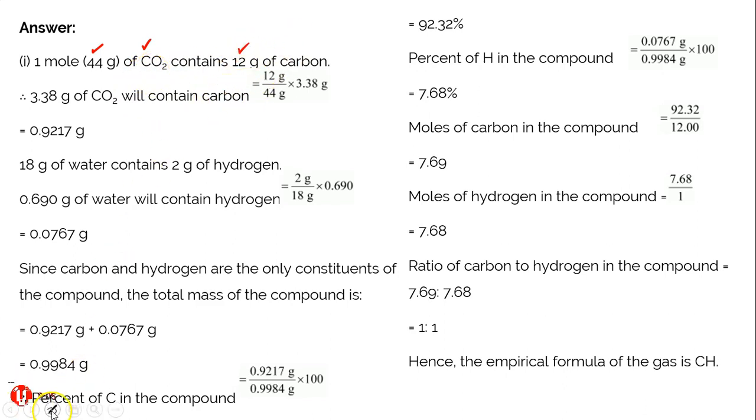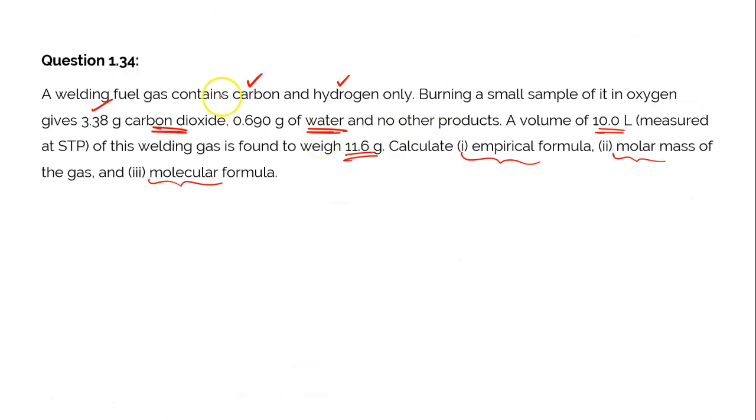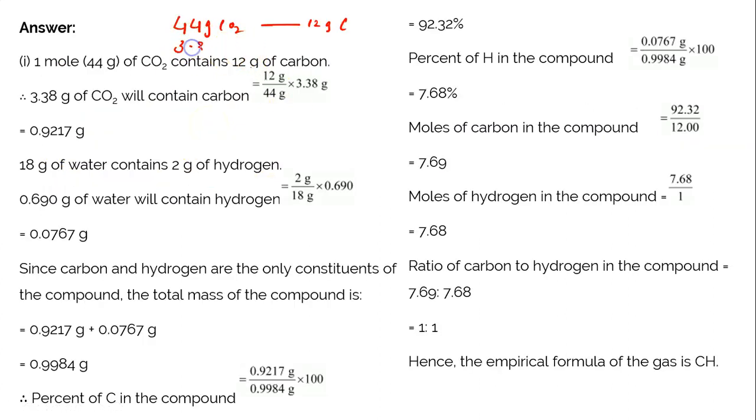So which in turn means that if I'm talking about 44 grams of carbon dioxide, it consists of 12 grams of carbon, right? Now in the question they are saying that you have 3.38 grams of carbon dioxide. In this 3.38 grams of carbon dioxide, how many grams of carbon would be present? Cross multiply. It will be 3.38 into 12 divided by 44. And when you simplify this, it will be 0.9217 grams of carbon. So this is the mass of carbon in 3.38 grams of carbon dioxide.